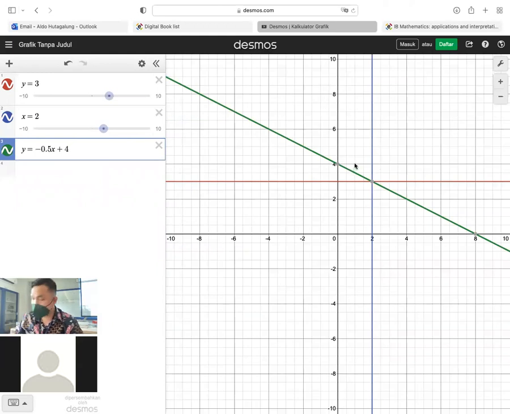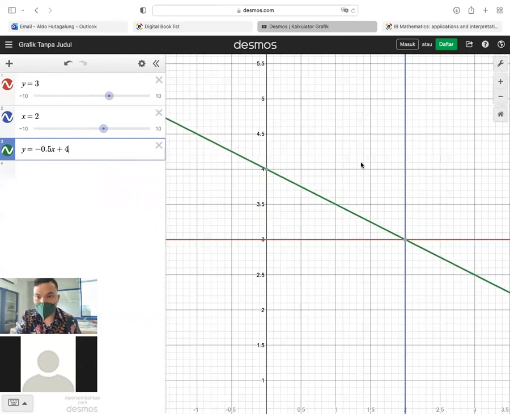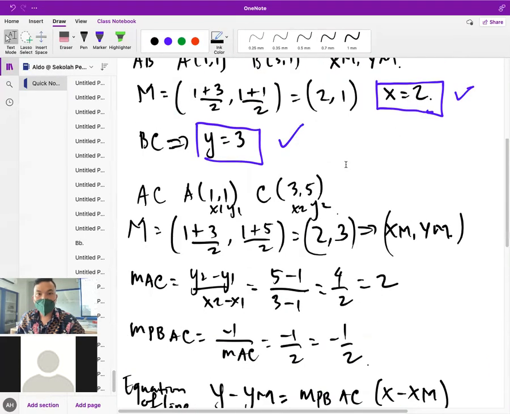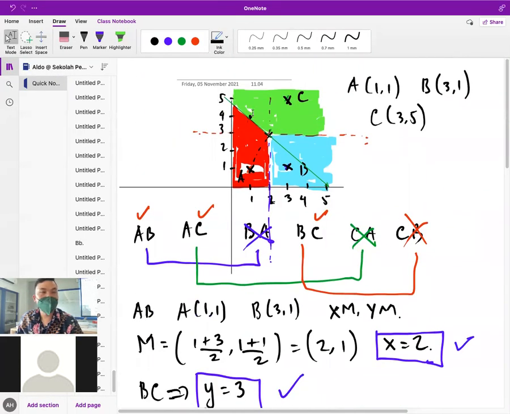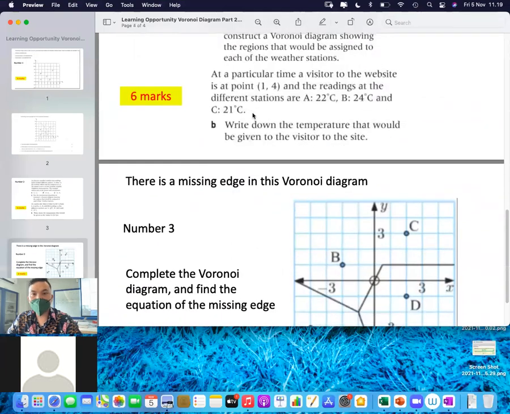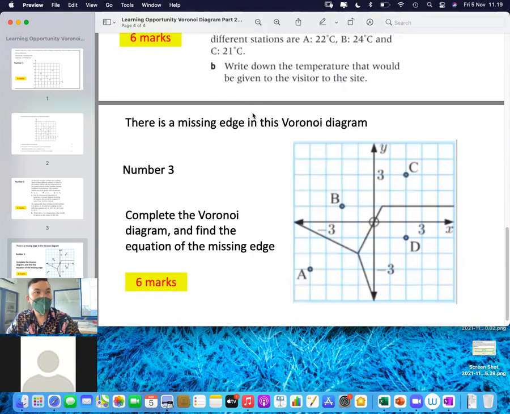You see clearly here that (1, 4) is in region C. So it means that it is in cell C. So the answer for question B is 21 degrees Celsius. Is my reasoning clear here? Okay.